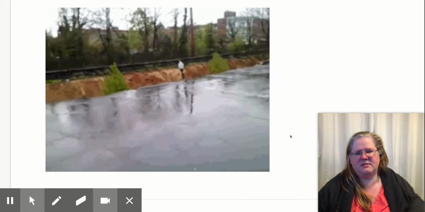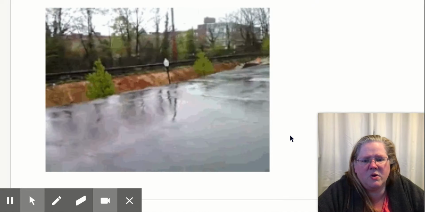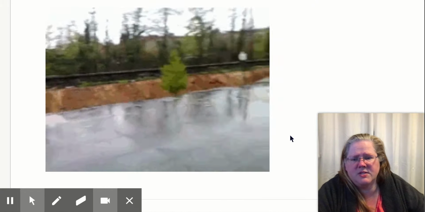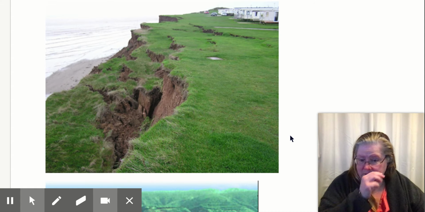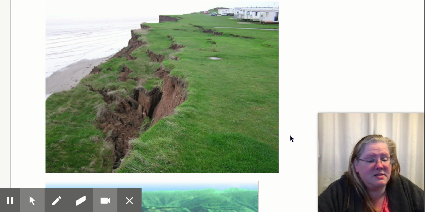It's also a cut bank because the water cut that side away and undermined all of that soil, and that slumped into the creek, or in this case river. I'm not sure which one that is. So again, can you identify what this is called? You should be able to tell me at this point that this is what? Soil slump.